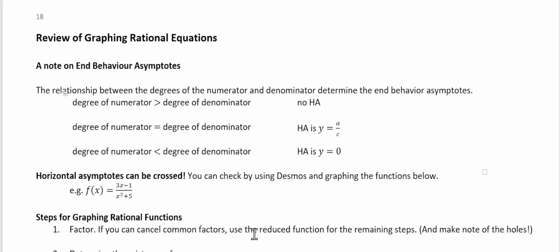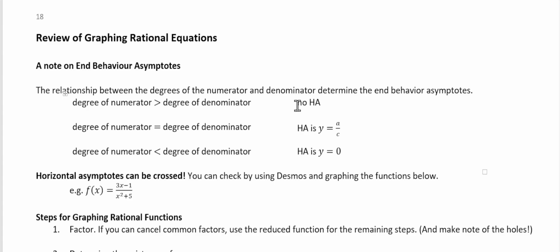In this lesson, we're just going to do a review of graphing rational equations. All right, so let's talk about end behavior asymptotes. End behavior asymptotes are basically your horizontal asymptotes or your oblique asymptote. The relationship between the degrees of the numerator and denominator determines the end behavior asymptotes.